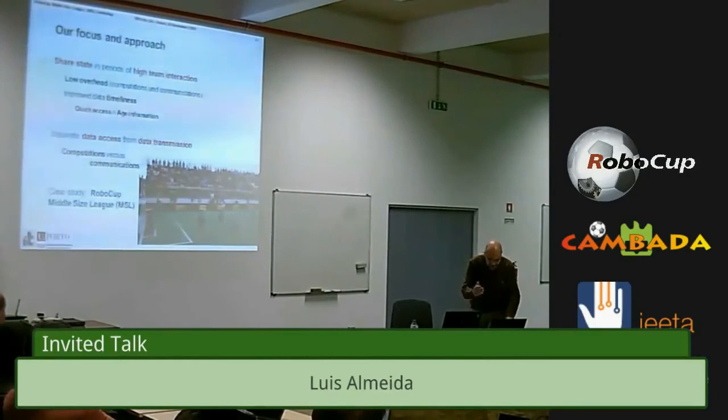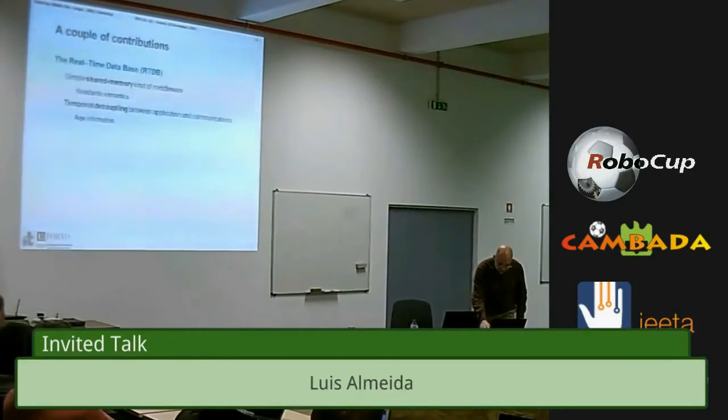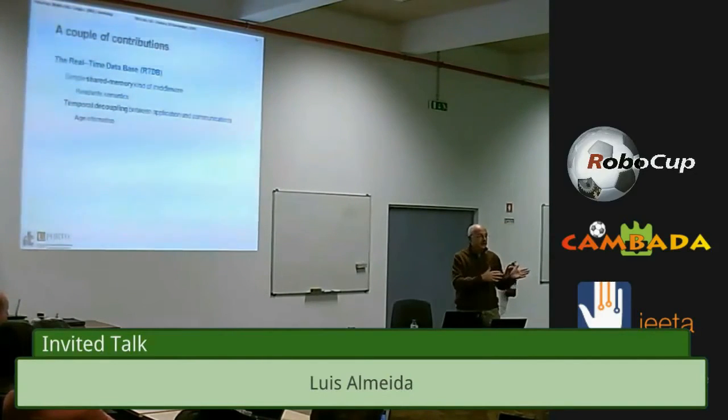Okay, and of course the case study was MSL. So a couple of contributions that we did. This that we call the real-time database is a simple shared memory kind of middleware. So I will explain a little bit about it. It just uses read-write semantics. It's very simple. And it also gives us temporal decoupling between application execution and communication, which is exactly what I was telling you before. And it provides age information on the data, which is something that we also wanted to give. So this is what we call data access.